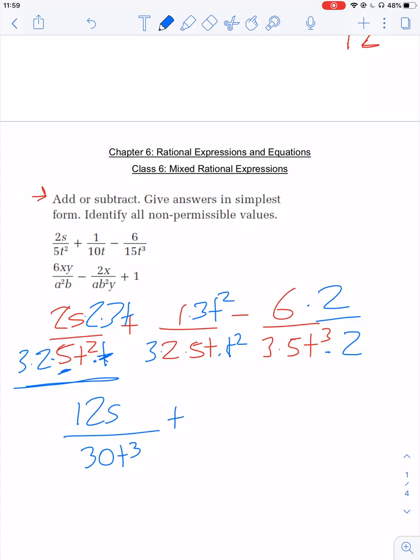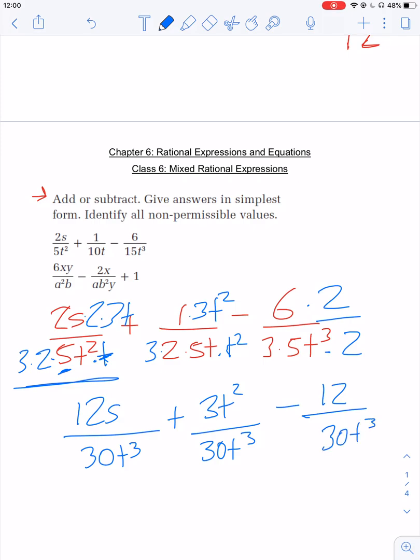And then over here I have 3t squared on top. And obviously I'm going to have the same denominator, which is 30t cubed. So again, if you multiply this out, 5 times 2 is 10, 10 times 3 is 30. We purposely made it so it will give us 30t cubed. So this guy becomes 12. 6 times 2 is 12. And at the bottom, I'm going to have 30t cubed, okay?